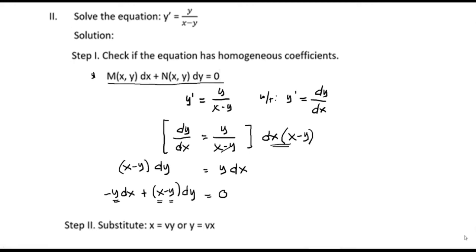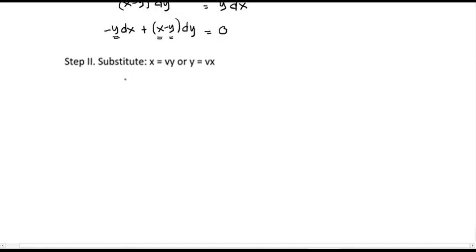We will proceed to step 2. We will substitute either x is equal to vy or y is equal to vx. As I recall, if you are going to substitute x is equal to vy, you will substitute dx is equal to, using the product formula, v dy plus y dv. On the other side, if you substitute y is equal to vx, we have dy is equal to v dx plus x dv, using the product formula.